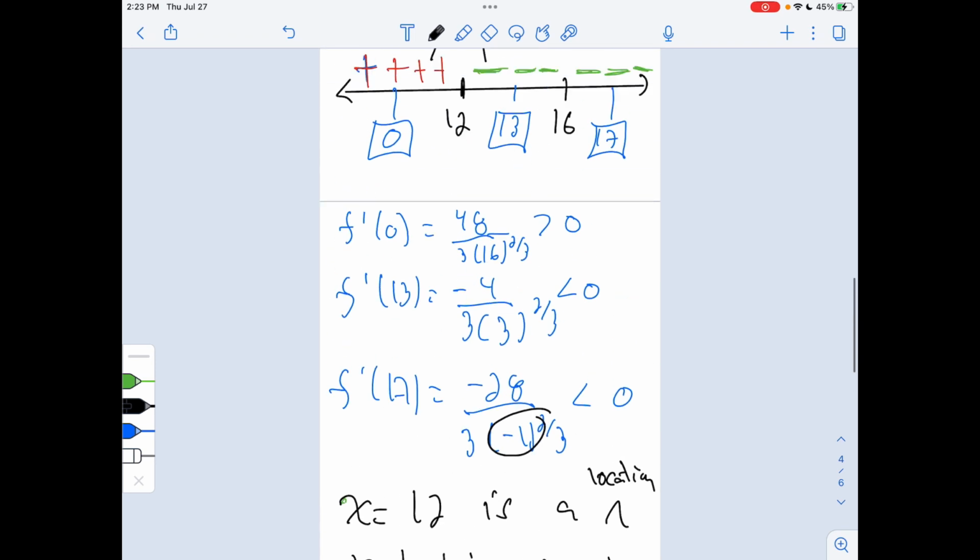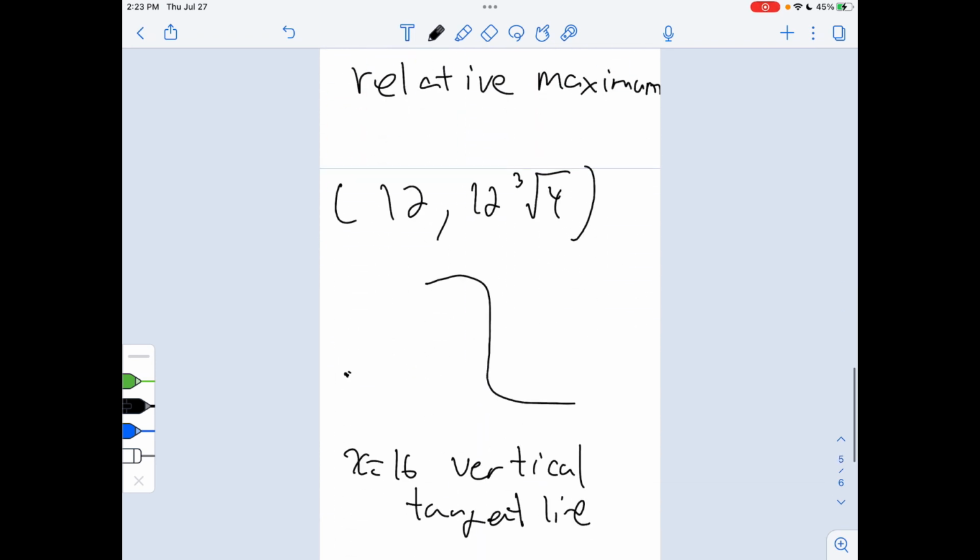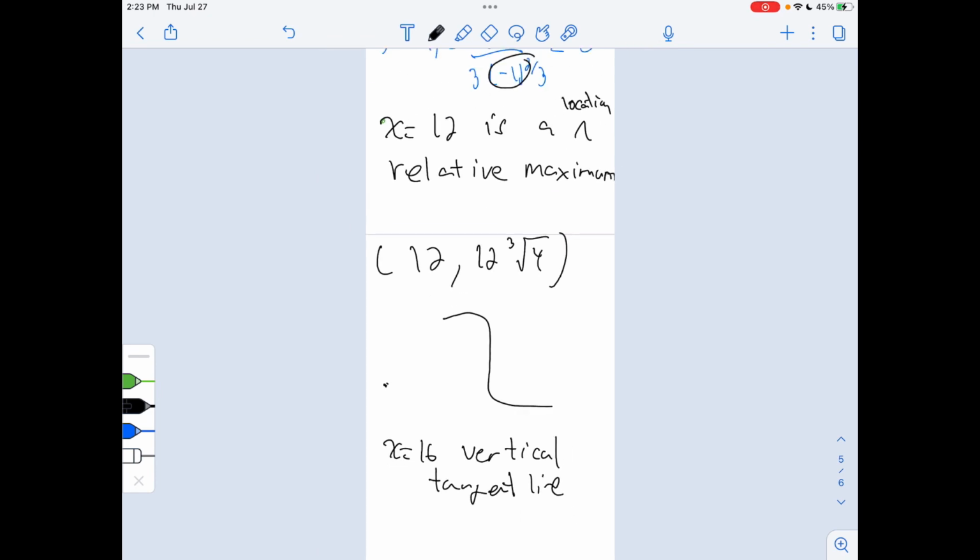All right. And that would be it for that. So only one relative maximum. You don't always have to have a maximum or minimum. And yeah, sometimes you can get stuff like vertical tangent lines. You can also get these things called cusps. But in this case, it was just a relative max that we got.